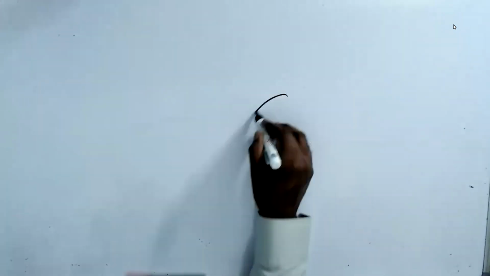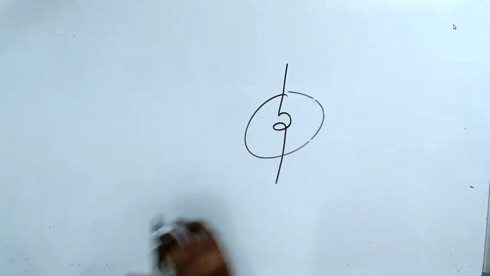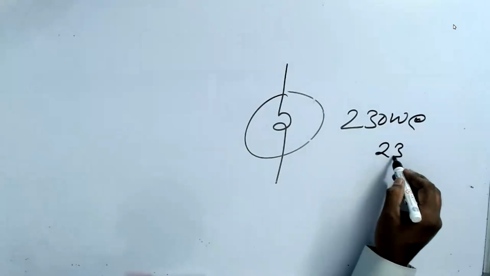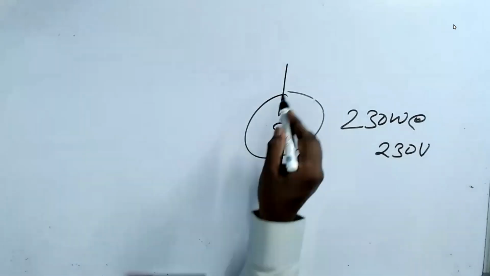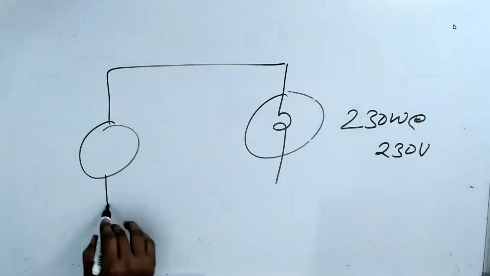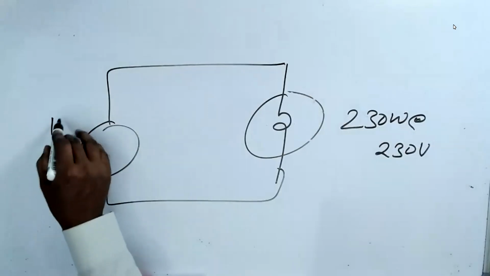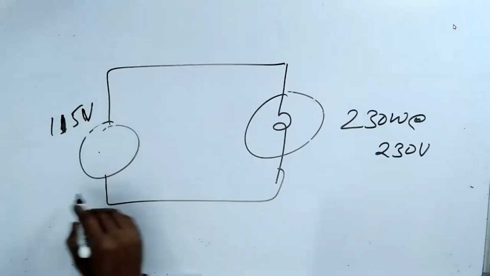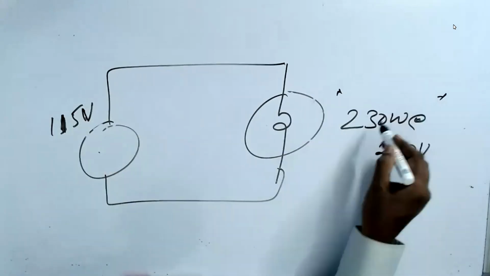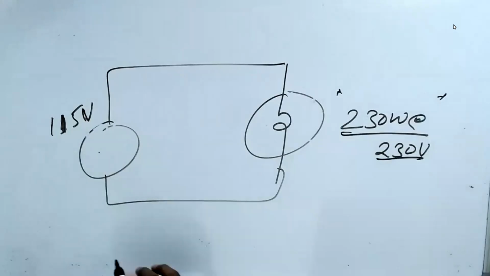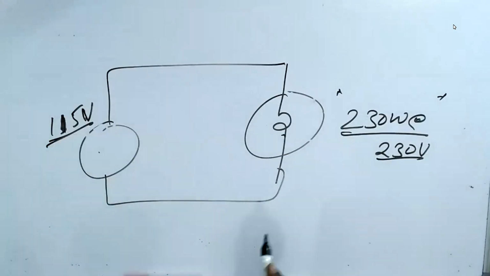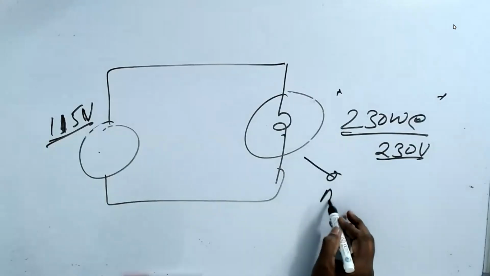Let us say that I have a bulb which is 230 watts at 230 volts. I buy it in India. I go and connect it in the US, where the supply is 115 volts. Then what is the actual power this bulb will give?